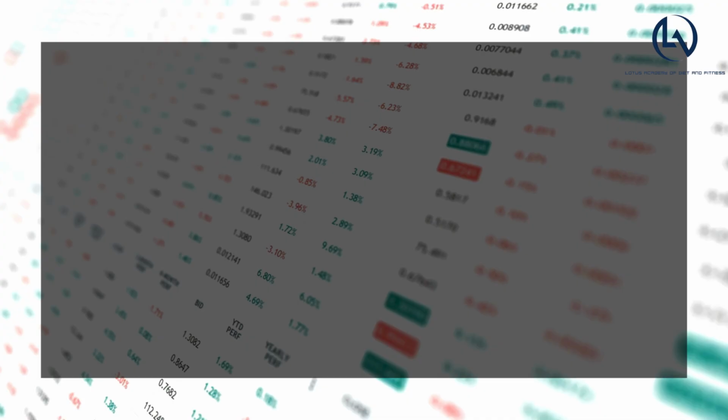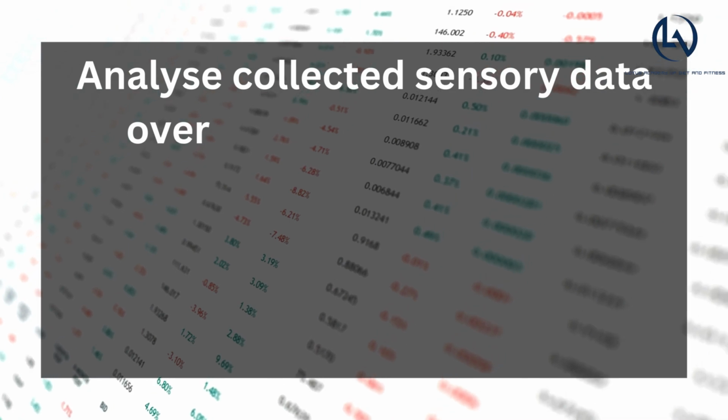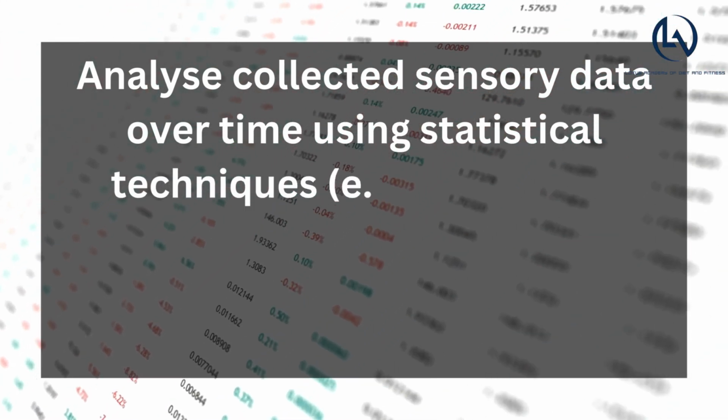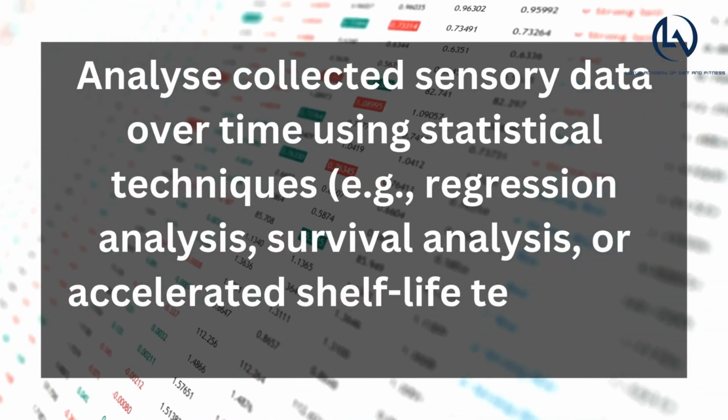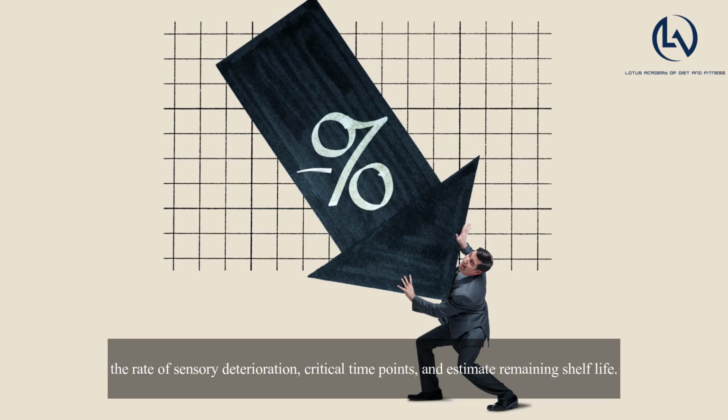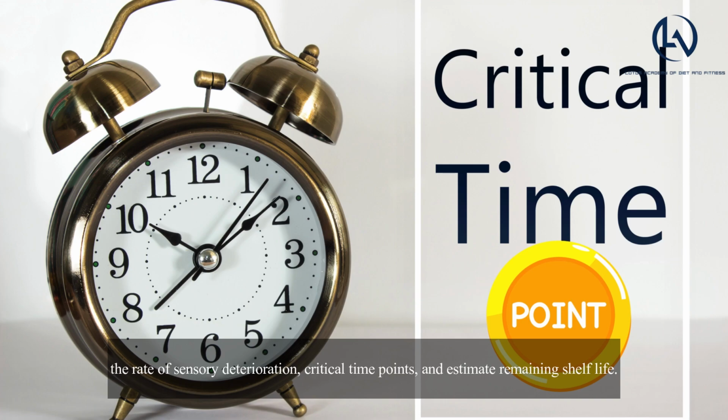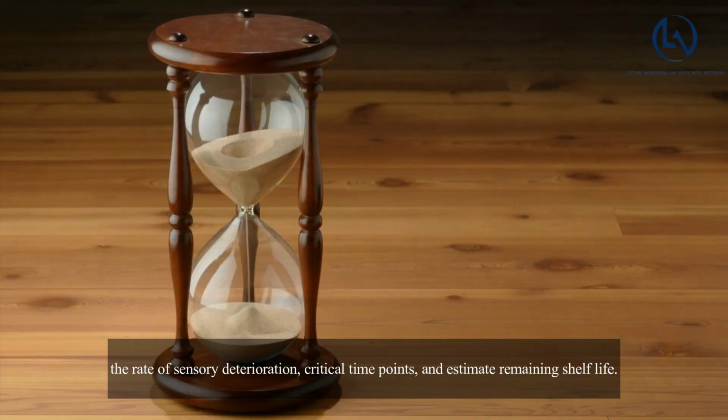Statistical analysis. Analyze collected sensory data over time using statistical techniques, for example, regression analysis, survival analysis, or accelerated shelf life testing to determine the rate of sensory deterioration, critical time points, and estimate remaining shelf life.